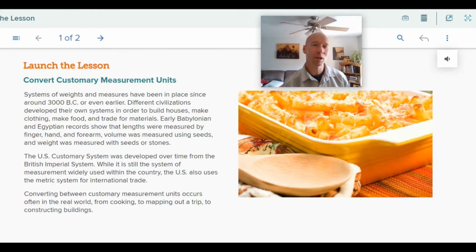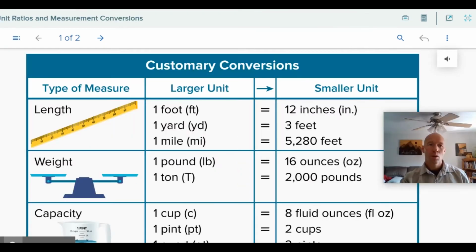Converting between customary measurement units occurs often in the real world, from cooking to mapping out a trip to constructing buildings. So when we are talking about converting measures of units, usually we are talking about either length, something that you measure the length of, the weight. I have a scale right here to measure how much something weighs, or capacity. I have my 2-quart container here to show the capacity.